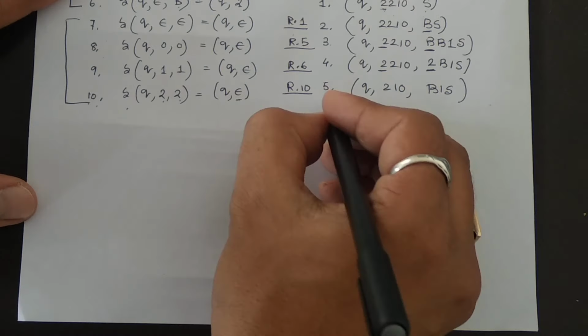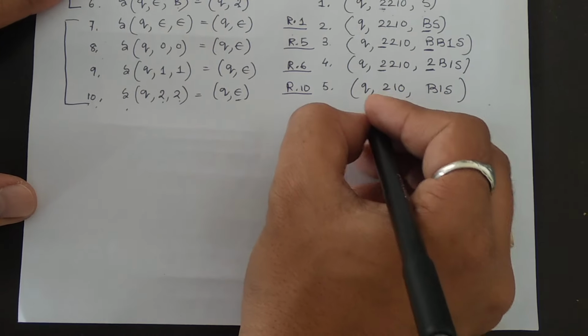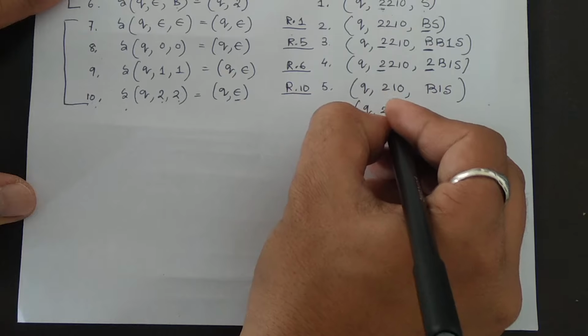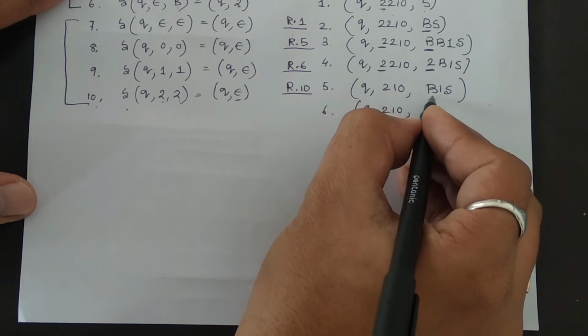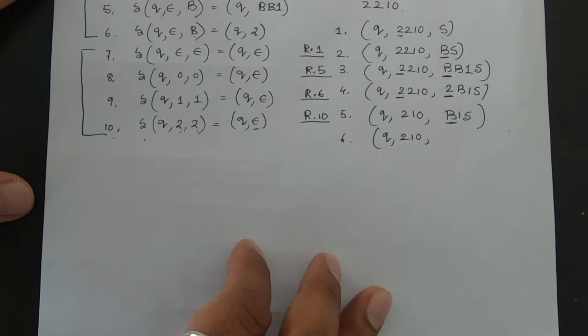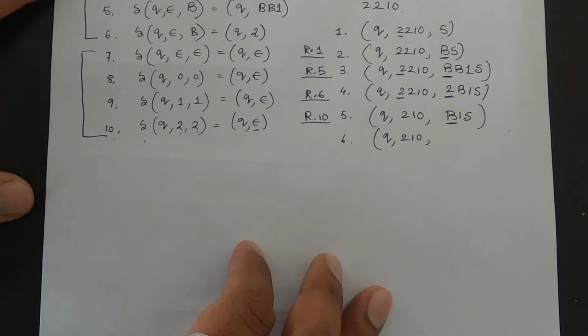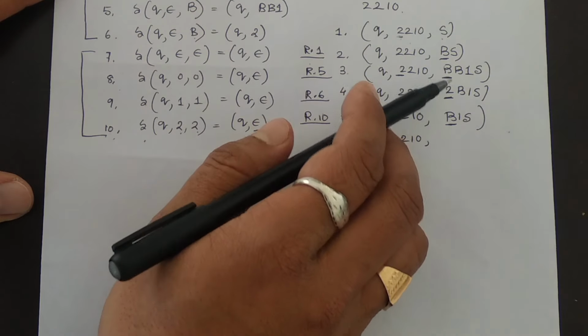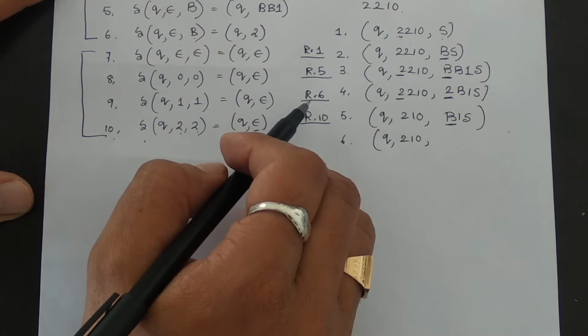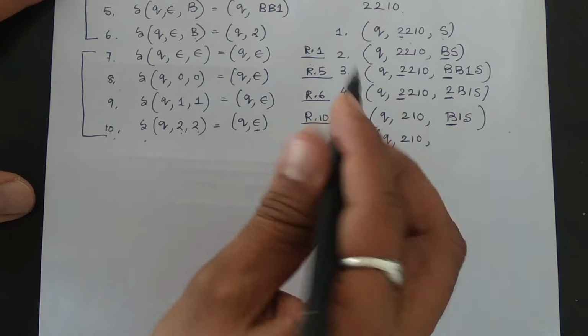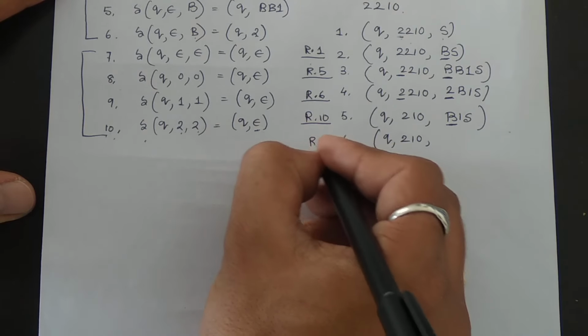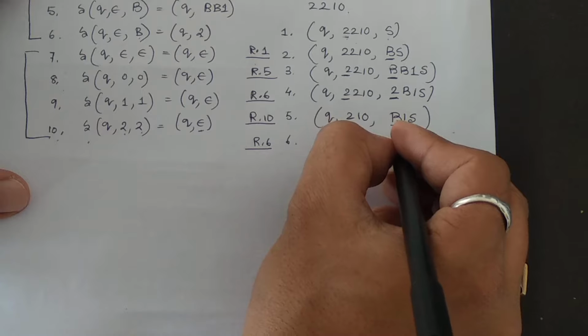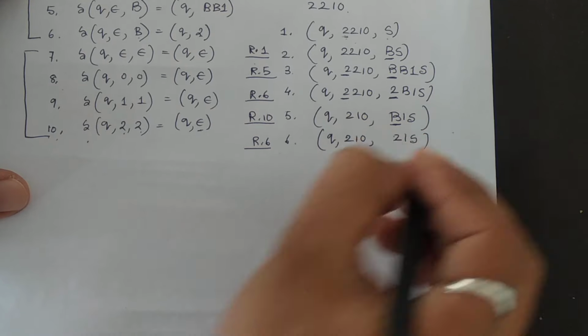Now next step, number 6. So in 6, Q210. Now in place of B, what you can write down? You can pause the video and think of it. Earlier, for B, I have replaced it by 2. By which rule number? Rule number 6. So again I can use rule number 6 and I can write it down as 21S.